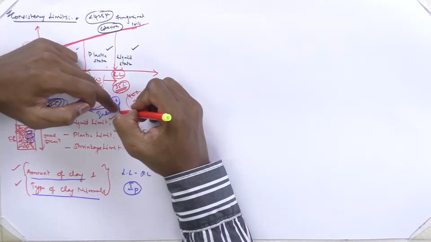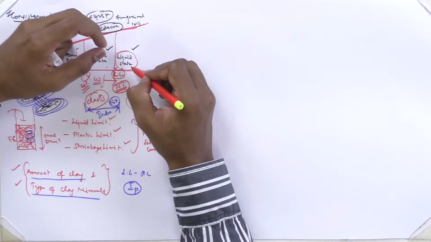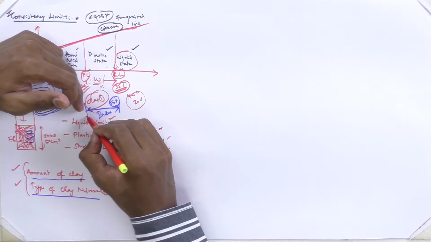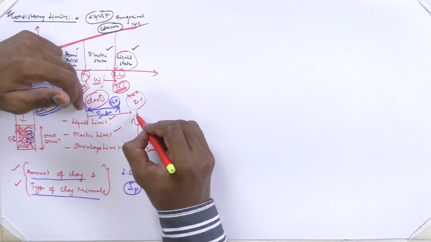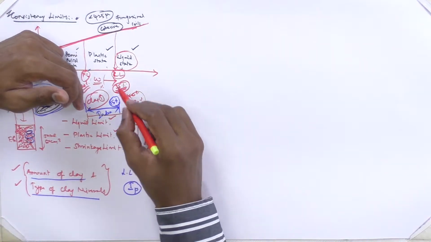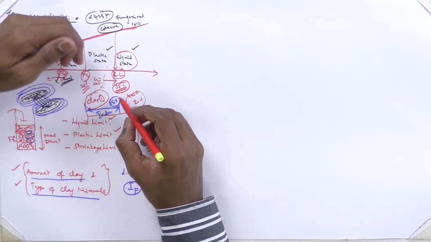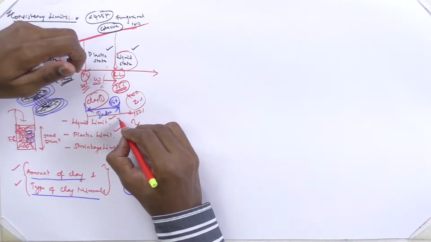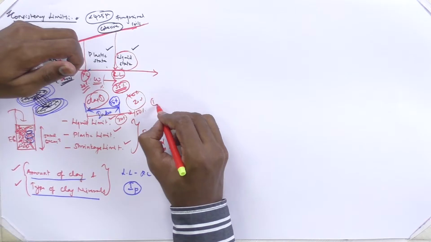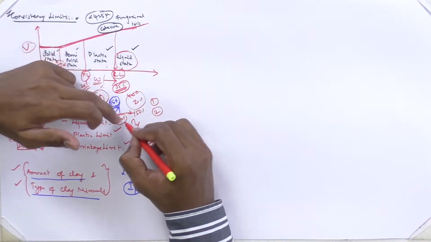On reaching 35% it goes into liquid state. Say, for example, there is another soil that reaches liquid state at 50%. What will be the value? 50 minus 20, it is 30%. So clay sample 1 gives 15%, and clay sample 2 gives 30%.